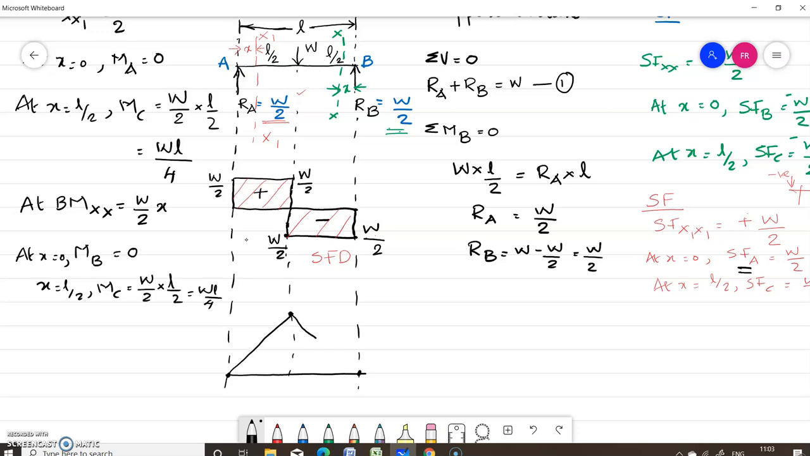So the variation is linear, that is W by 2 into x. So this maximum value is WL by 4. This is 0, this is 0, and this is a sagging bending moment, so positive. Now you have to hatch this diagram and you have to write here bending moment diagram. Okay.